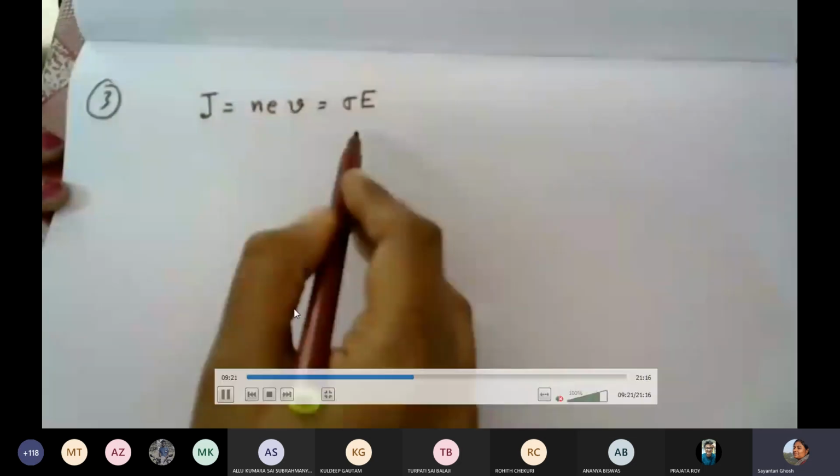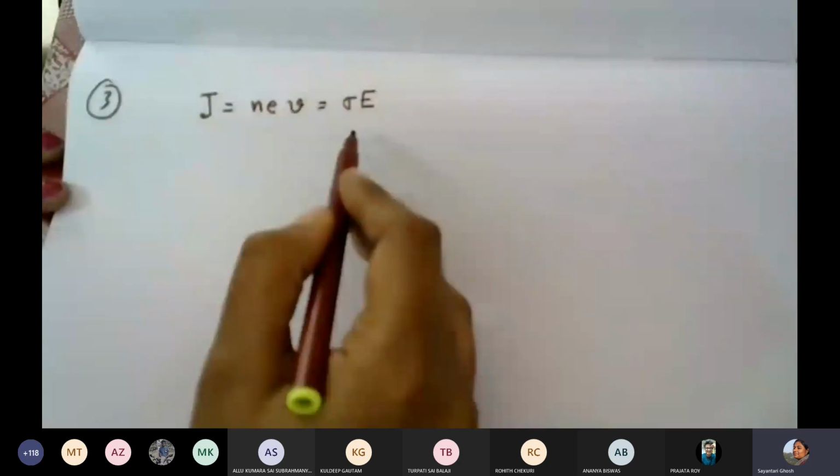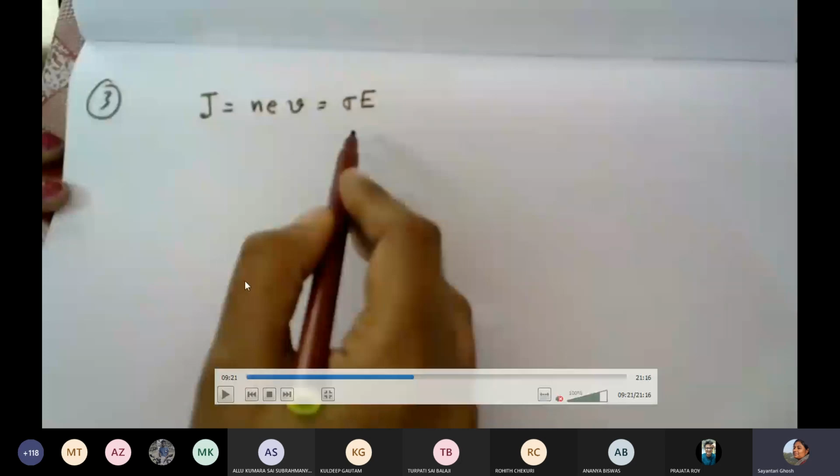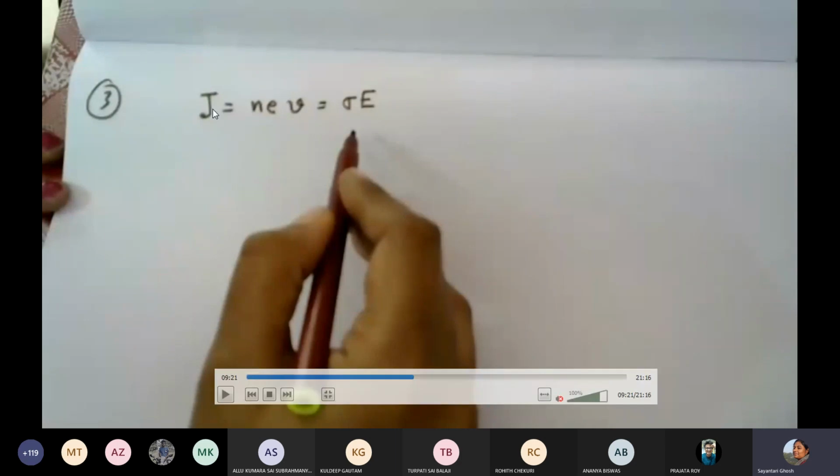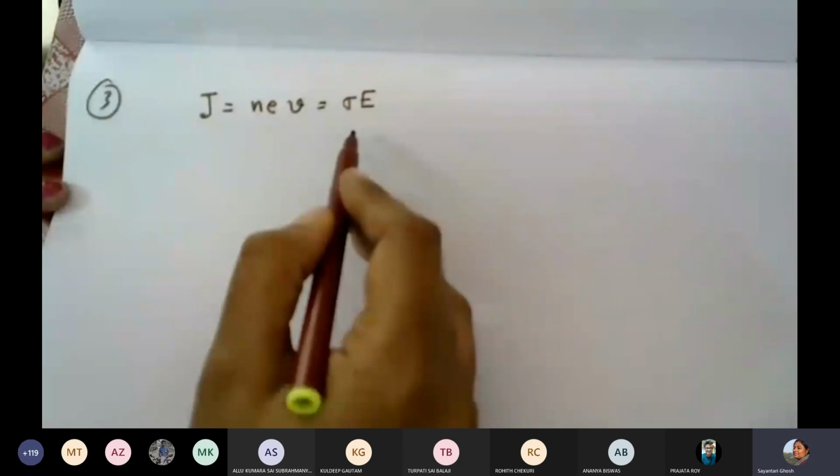So as you know, J, the current density, these are all general definitions, right? The current density is given by n e v. n is the number of carriers present, e is the electronic charge, and v is the velocity of each of these charges. Together they give rise to the current density. And Ohm's law can also be written as J is equal to sigma E. J is equal to sigma E is another form of Ohm's law.